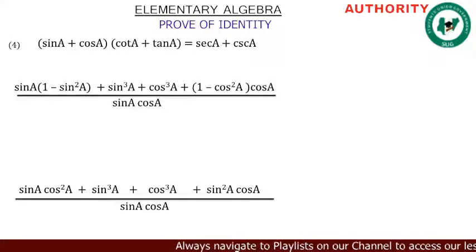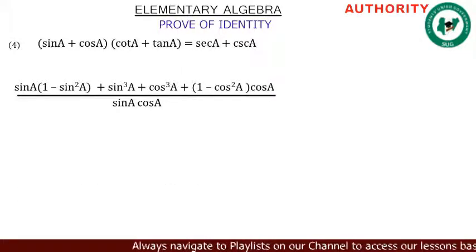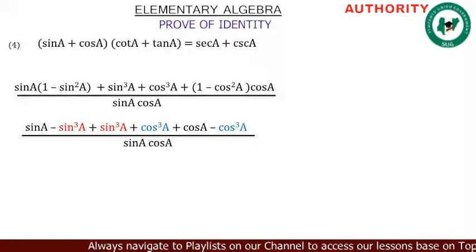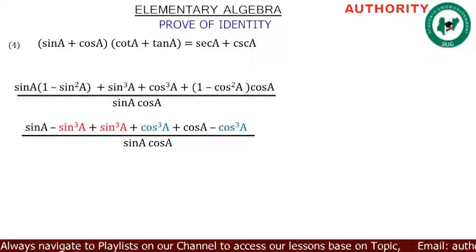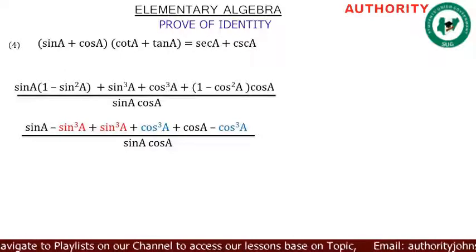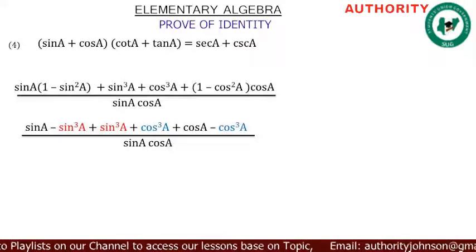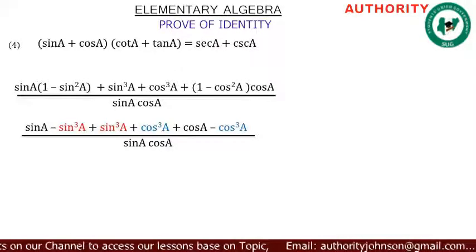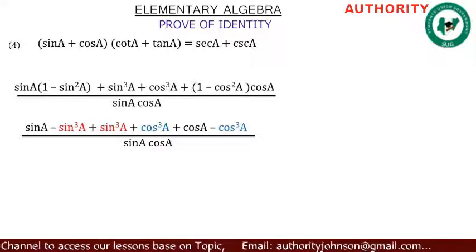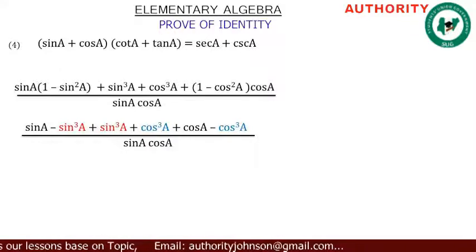Now let's open this bracket. We say sine A multiplied by 1 will give you sine A, and then sine A multiplied by minus sine squared A is going to give you minus sine cube A. Then we have plus sine cube A plus cos cube A plus. Now in this place we use cos A to open the bracket. We say cos A multiplied by 1 is going to give us cos A. Then cos A multiplied by minus cos squared A is going to give us minus cos cube A. Alright, all over sine A cos A.